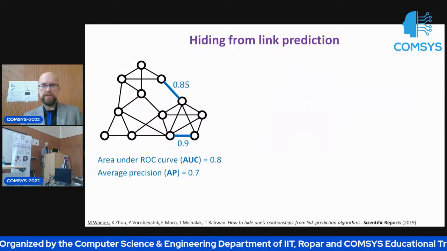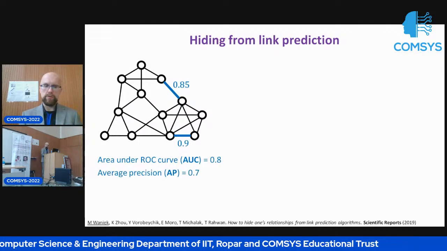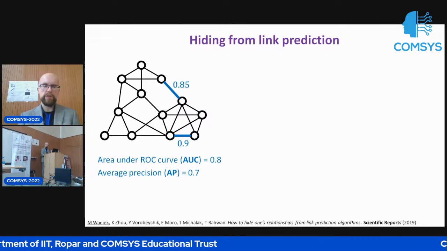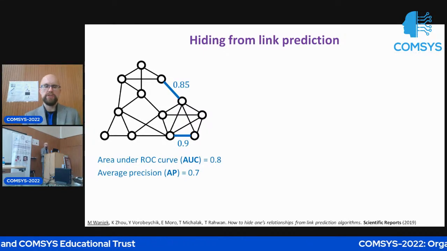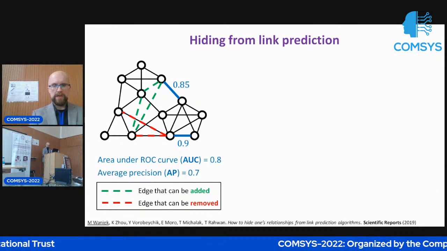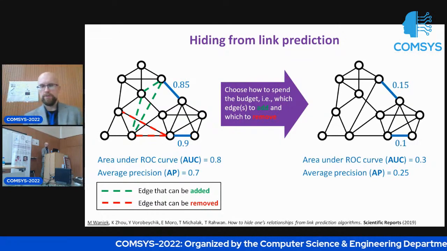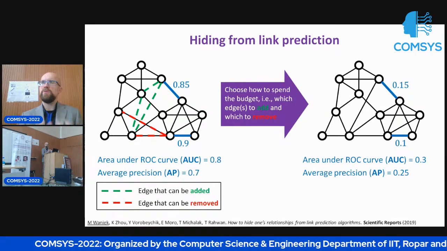So again, this time we have some edges that we want to hide in the network, which at the beginning are very exposed. They are being assigned very high scores by some link prediction algorithms. So again, we want to add and remove some edges so that in this new resulting network, these edges are much better hidden.